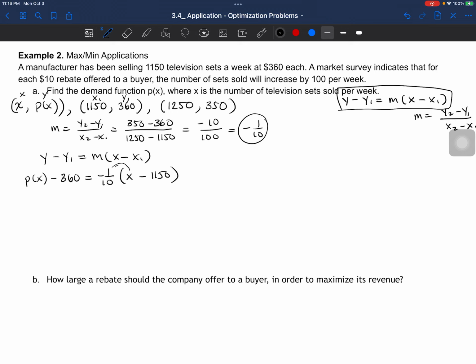We have found an equation. What we need to do here is solve for P of x, so we would distribute. So this will give us P of x equals minus x over 10 plus 1150 over 10, that's 115. And here we would also add the 360 on both sides of the equation.